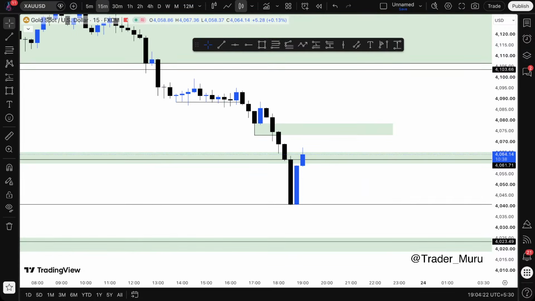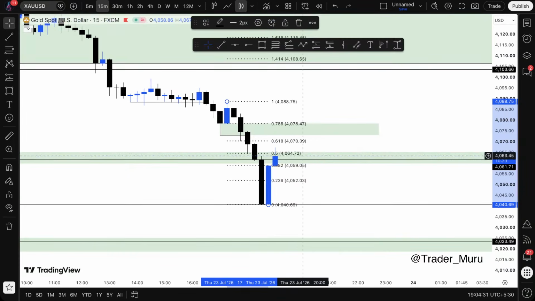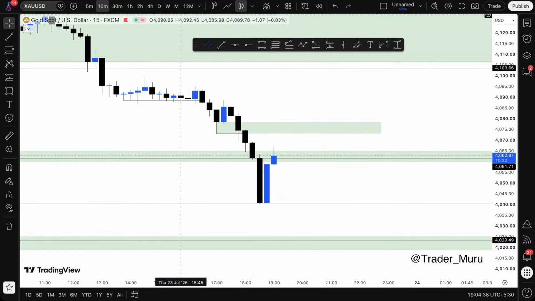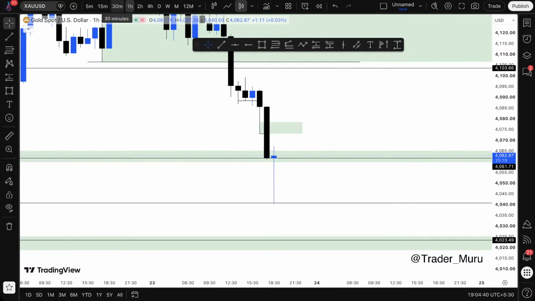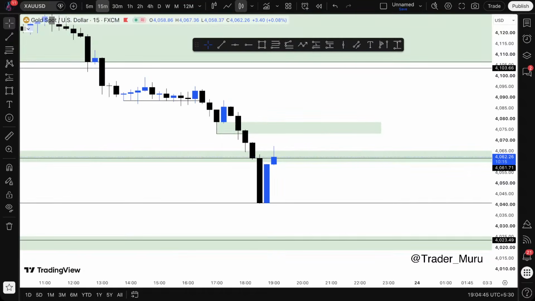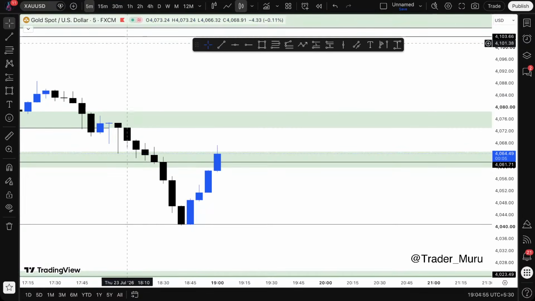Is it 50% or not? Fifty percent retracement is done. High sweep. Let's wait.